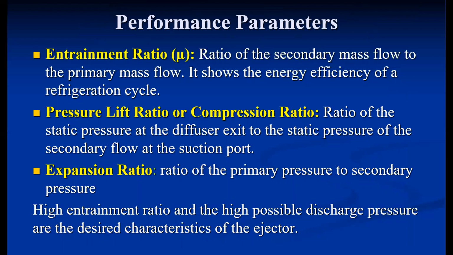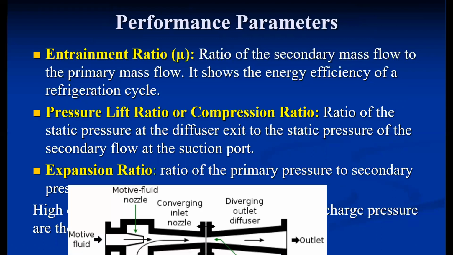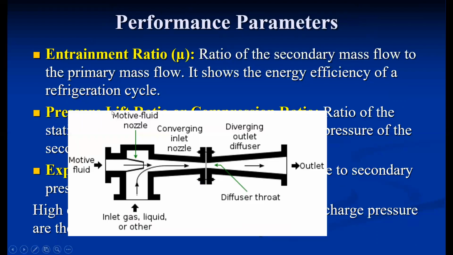Now these are the parameters associated with the ejector. First parameter, the entrainment ratio, the ratio of secondary mass flow to primary mass flow, and it also shows the energy efficiency of the refrigeration cycle. So the higher the entrainment ratio, the higher is the COP of the system, because more fluid is being entrained. Practically, this is the ratio of the mass of the secondary fluid to the mass of the motive fluid. So this ratio is called the entrainment ratio.